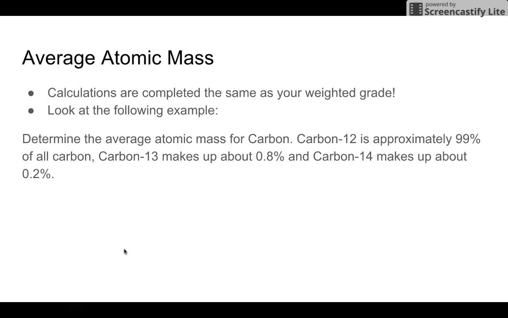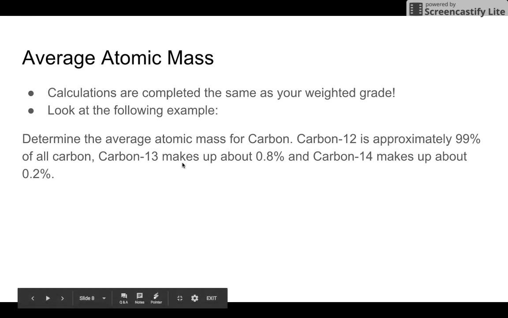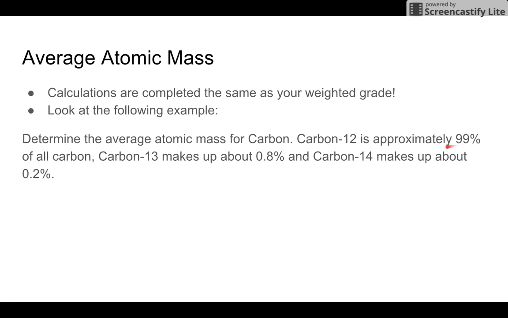So average atomic mass, the calculations are going to be completed the same as your weighted grade. So let's look at this example. It says determine the average atomic mass for carbon. Carbon-12 is approximately 99% of all carbon. Carbon-13 is about 0.8%, and carbon-14, which is used in radiometric dating, makes up about 0.2%.